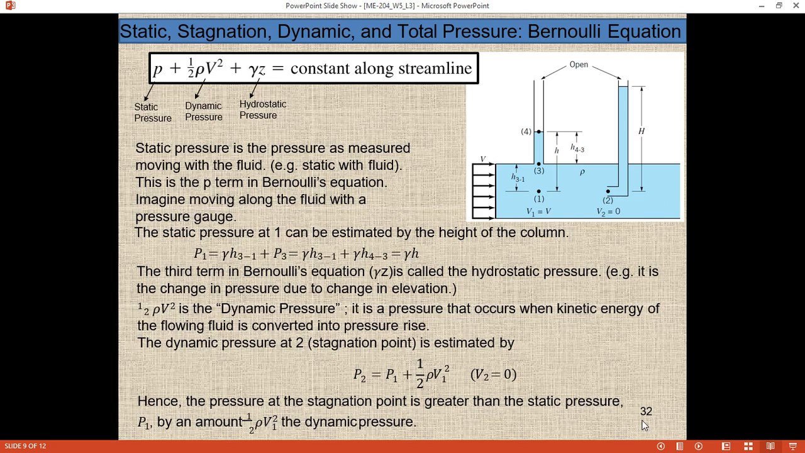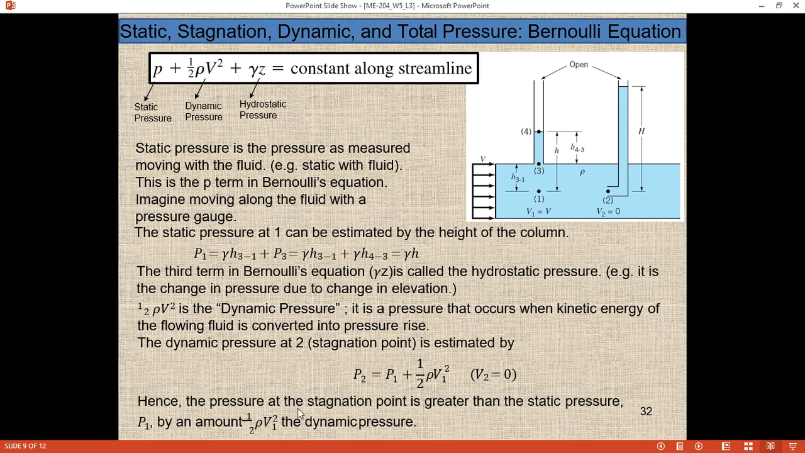Now apply the boundary conditions. At point 1: P1 plus half rho V1 square plus Z1, where Z1 is 0, equals P2 plus half rho V2 square plus Z2. Z2 is 0, V2 is 0, only P2 remains. So P2 will be equal to P1 plus half rho V1 square. You can see this P2, the stagnation pressure, is equal to the static pressure at point 1 plus a factor half rho V1 square, which is the dynamic pressure.